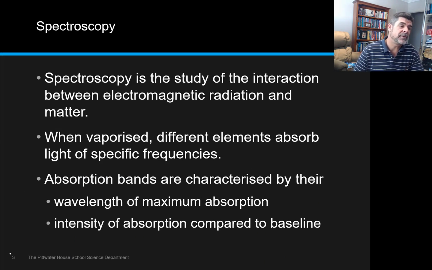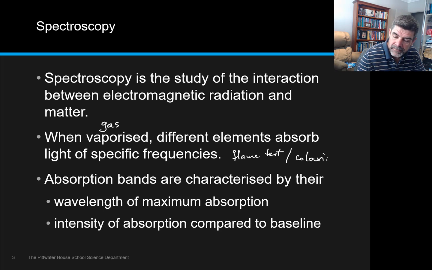Spectroscopy is the study of the interaction between electromagnetic radiation and matter. When it's vaporized, turned into the gas phase, different elements will absorb light of different frequencies. We've looked at this before in things like flame tests, and we've also applied this in colorimetry. So this is nothing new. This is something that we've been looking at before.